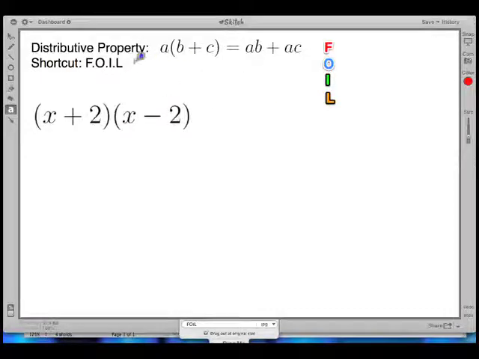So let's talk about what FOIL stands for. The F in FOIL stands for first. The O stands for outer. The I is inner. And the L is last. So this acronym FOIL, first, outer, inner, last, is going to help us remember what order we should do some multiplication. So let's talk about first.